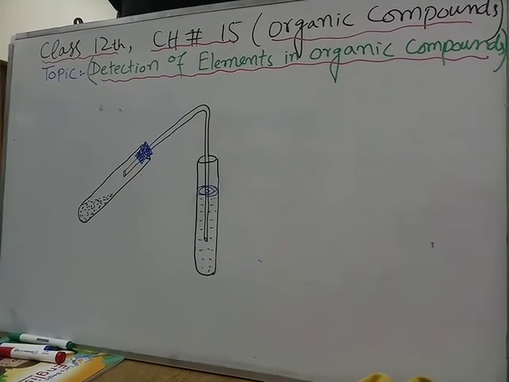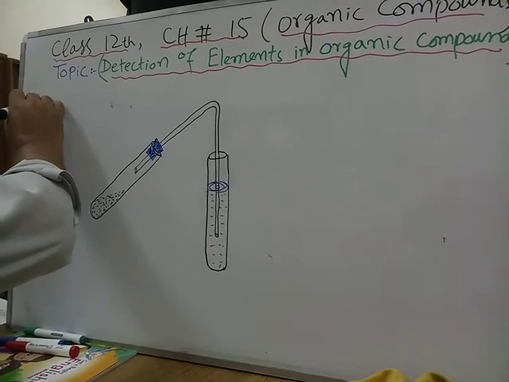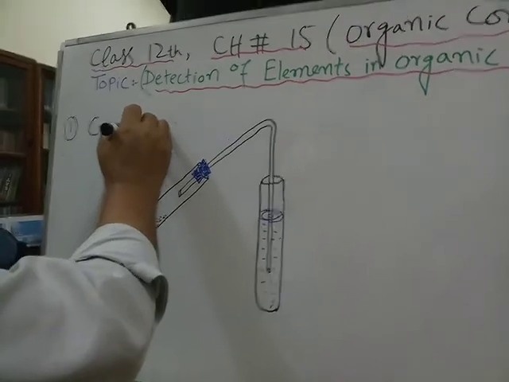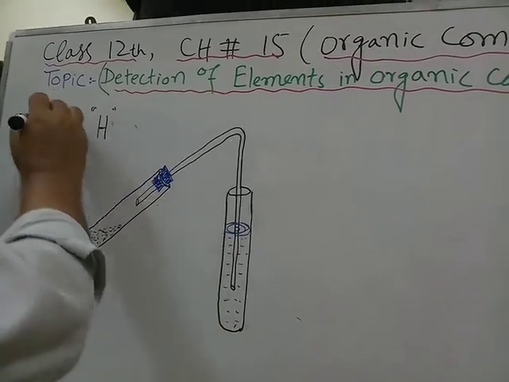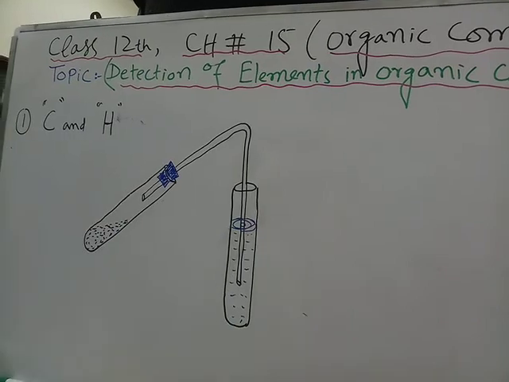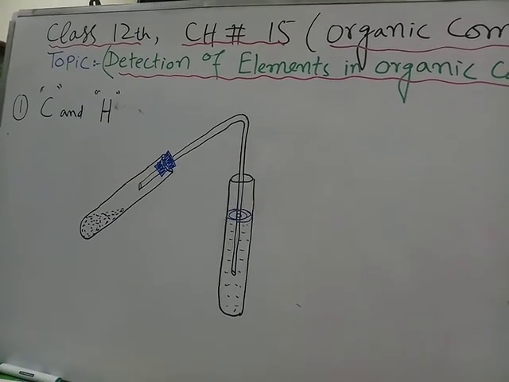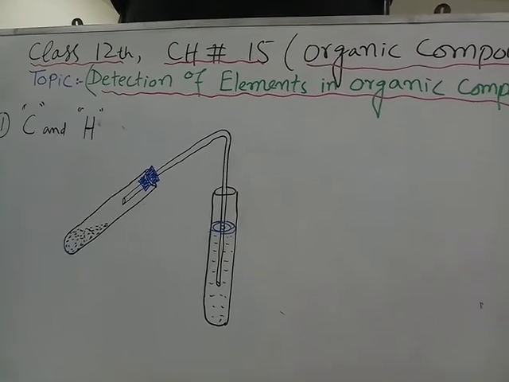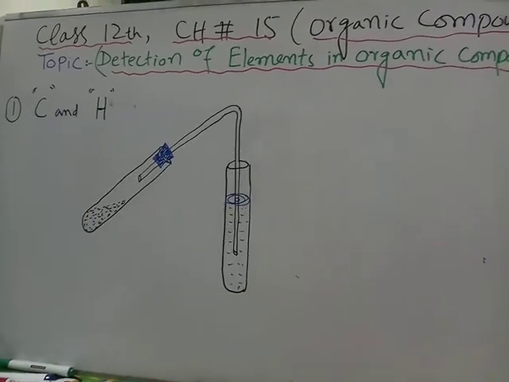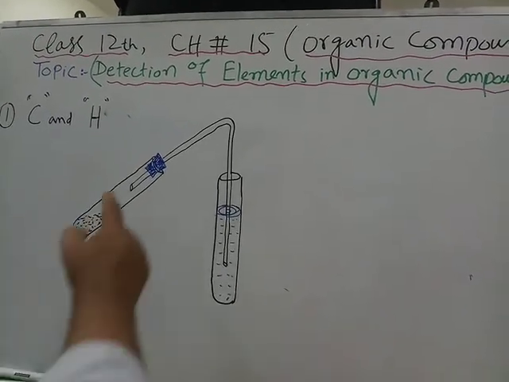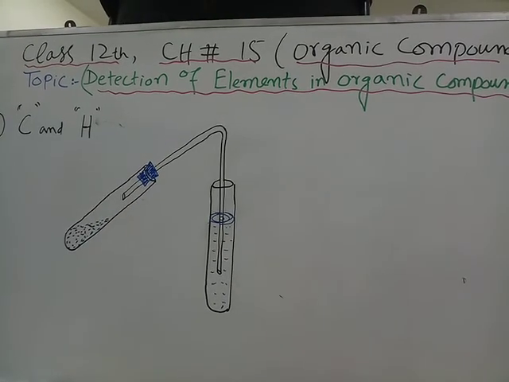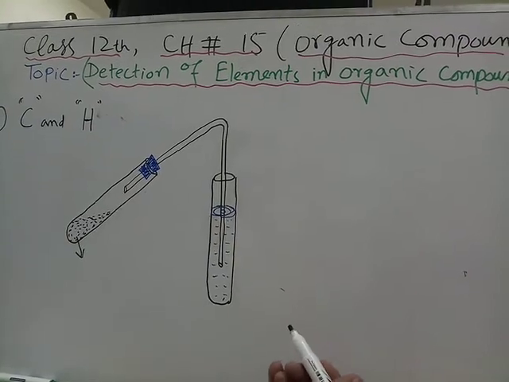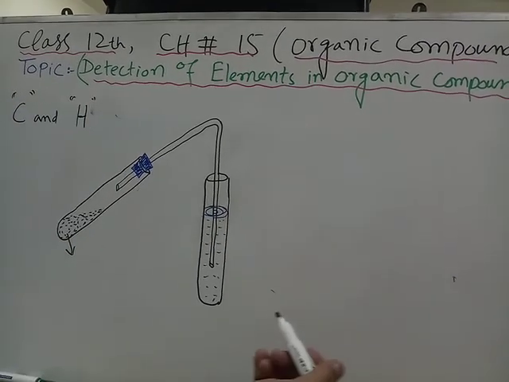So, let us proceed. First of all, we take detection of carbon and hydrogen. I shall take these two elements first. How to detect whether the given organic compound has carbon or not, and similarly whether it has hydrogen or not. So this is detected here. What you have to do for this is take a test tube and put the organic compound in it. For example, the organic compound may be sugar, urea, or glucose.